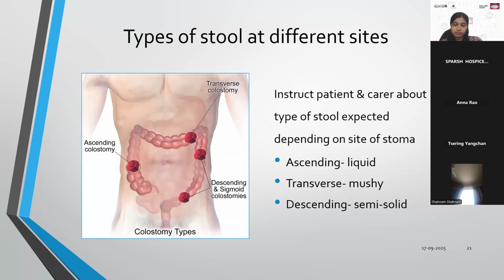So this shows what kind of stools will appear at different sites. Similar health education should be given to the patient and its relatives also. If the stoma is created in the ascending colon, then the stool will appear liquid in nature. If it is in transverse colon, it will appear mushy in nature. And if it is in descending colon, then semi-solid stools will appear in the bag. So this should be clearly stated and explained to the relatives also, so that they come to know whether there is any kind of problem or not, and whether to approach the hospital or not.